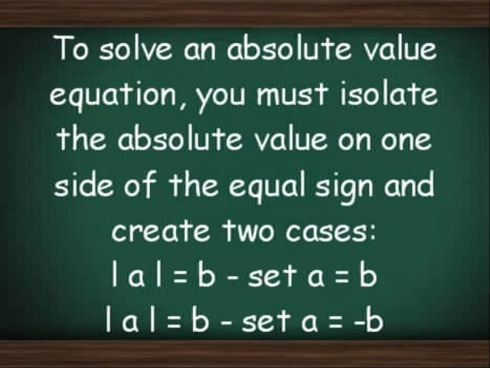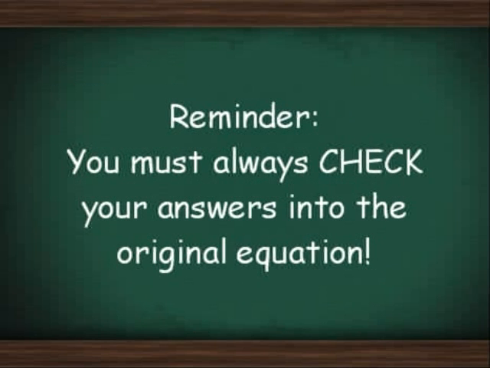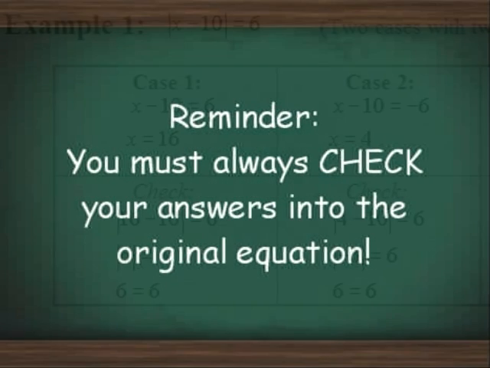In order to solve an absolute value equation, you must isolate the absolute value on one side of the equal sign and create two cases. For example, for the absolute value of a equals b, you would set this equal to a equals b and a equals negative b. Remember to always check your answers in the original equation.